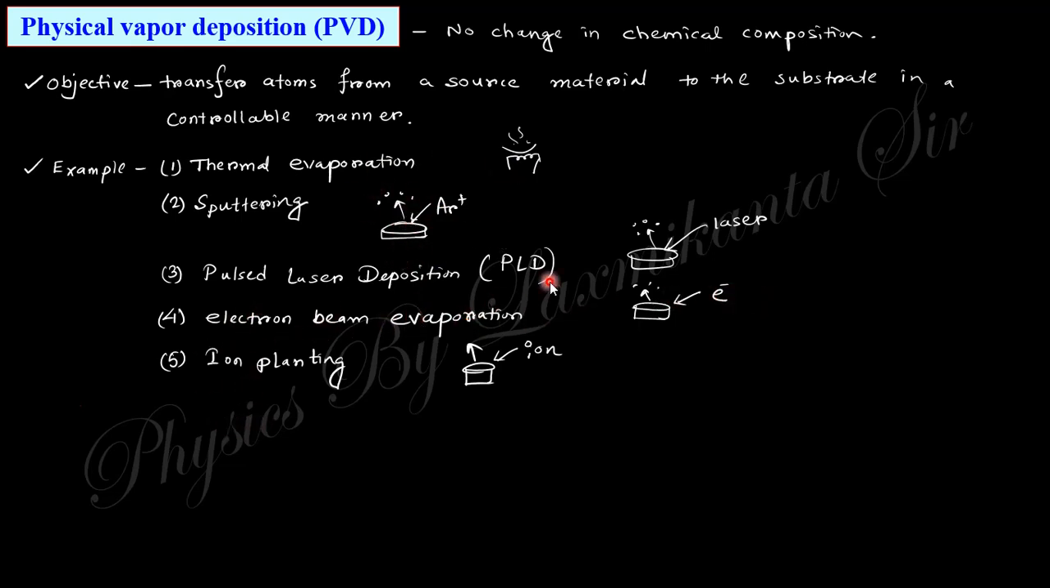Then pulsed laser deposition: instead of argon plus, laser light is incident on the target and makes molecules which are deposited on the substrate. Then electron beam evaporation: instead of a laser, you eject electrons from an electron gun, which also make molecules that are deposited and form the thin film nanostructure. Then ion implantation, where ions are ejected, and sputtering is one of these because it is also an ion.